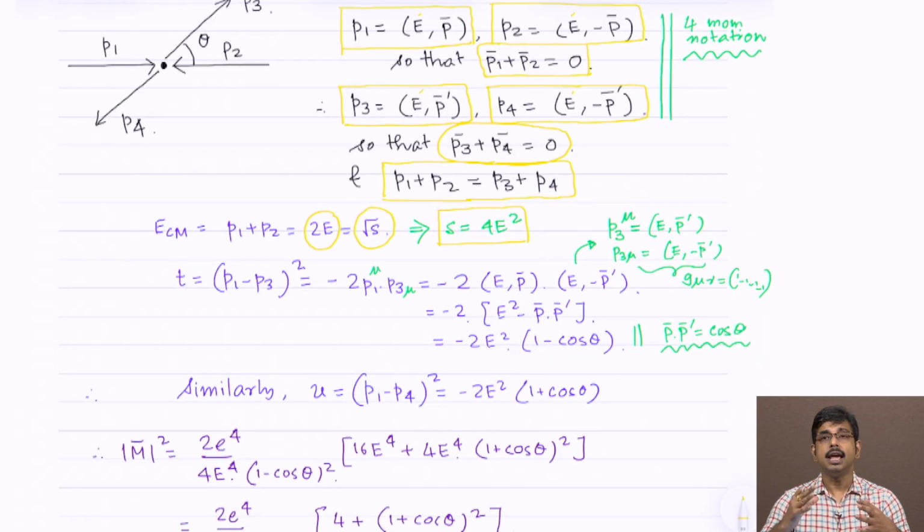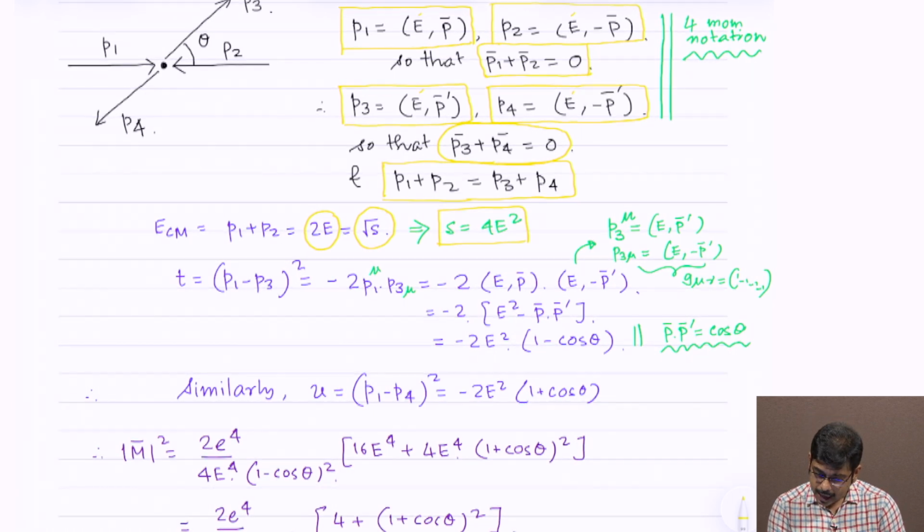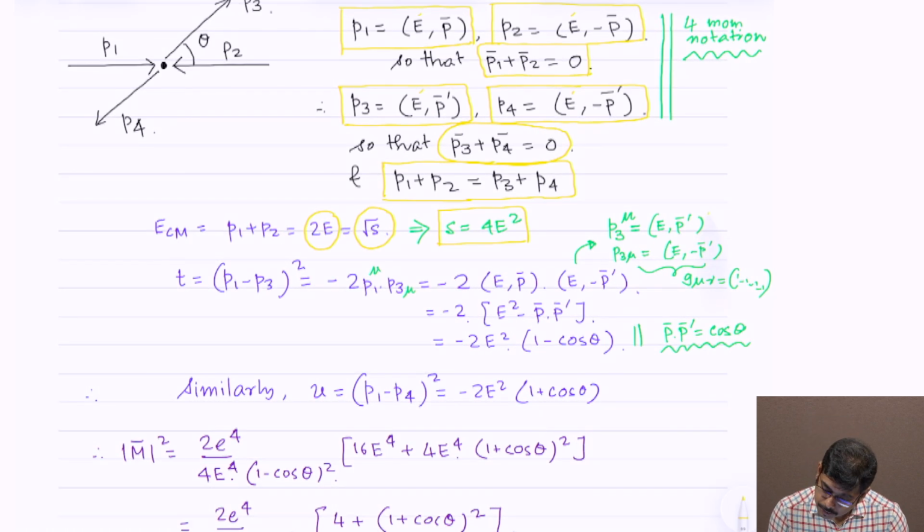2 P1 dot P3. Now P1 dot P3, if you want to write it with the 4 vector notation, it's something like P1 mu into P3 mu, where mu is a covariant index for P3. Now therefore, if P3 mu can be written as E comma P prime, then P3 covariant mu should be E comma minus P prime. Why? You remind yourself that g mu nu has this 1, minus 1, minus 1, minus 1.